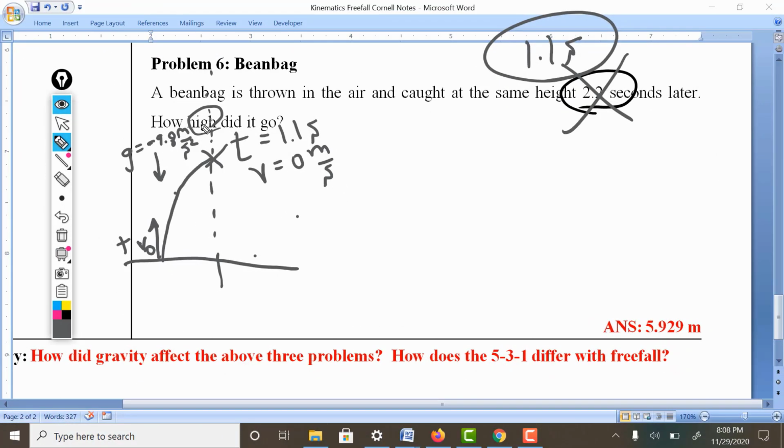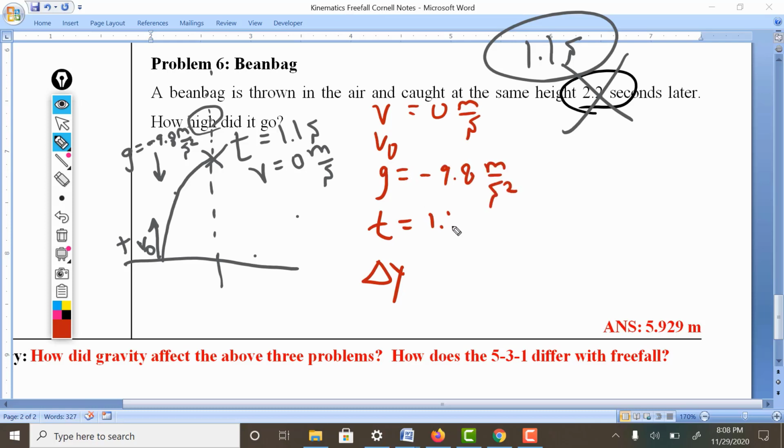Here we go. Now, with this in mind, notice I have the positive going up, the negative going down. I have time is 1.1 at the apex. At the apex, the velocity becomes 0. I do V naught, G, T, delta Y. I have V is 0. We have gravity is negative 9.8. We have time is 1.1 seconds. We identified the 5, the 3 they gave us. We are looking for how high it went, delta Y, which means I do not need V naught.